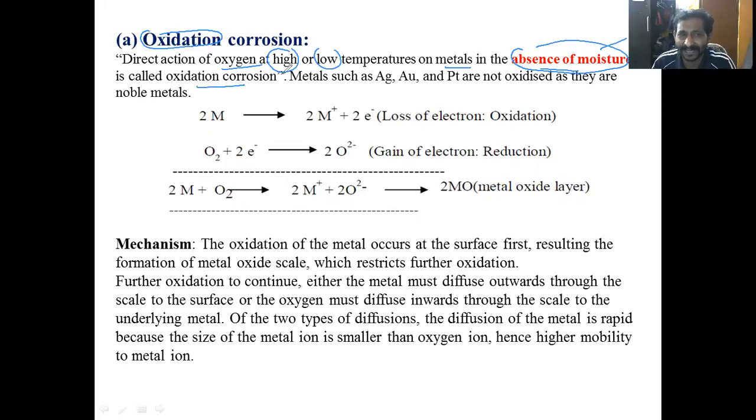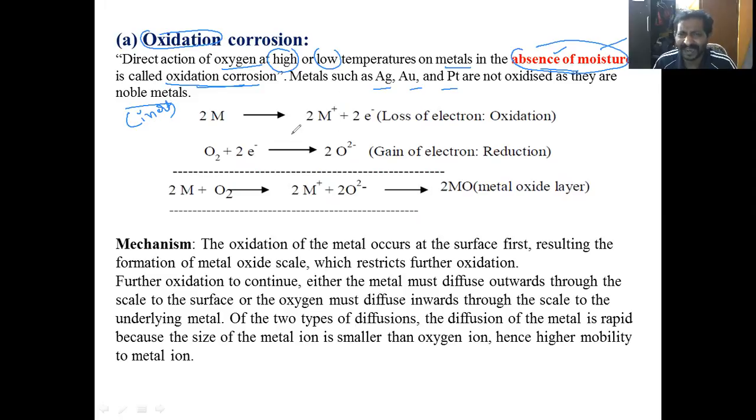So this phrase, absence of moisture, must be used. Once again I repeat: the direct action of oxygen at high or low temperature on the metal surfaces in the absence of moisture is called oxidation corrosion. Some metals, silver, gold, platinum, are not oxidized because these are noble metals. Noble metals means inert metals. Inert means very little oxidation takes place.